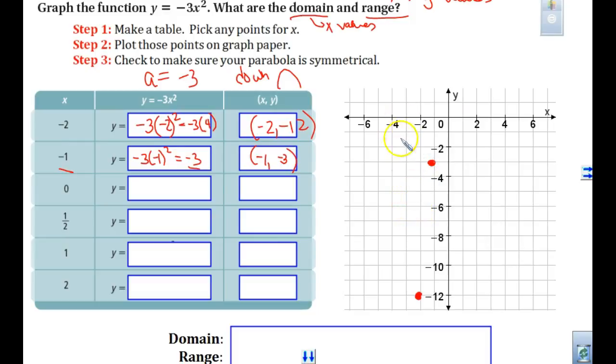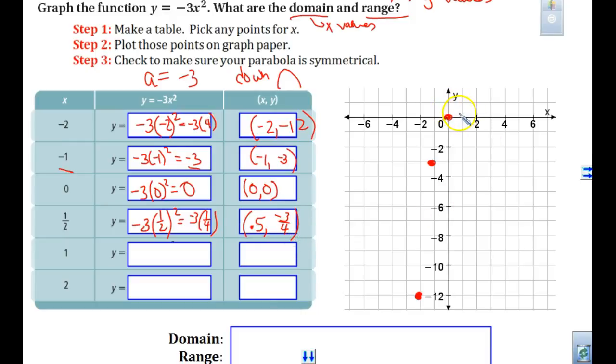Okay. We're going to continue. We're plugging in 0. What are we going to end up with? 0. So at 0, we have 0. And then we are going to look at 1/2. So if we were to take 1/2, I'm going to take negative 3 and I'm going to square a half. That gives us 1 over, if we square the denominator, 4. So we're going to have negative 3 times 1/4, right? Which is going to give us a negative 3/4. So at 1/2 or 0.5, we're at a negative 3/4.